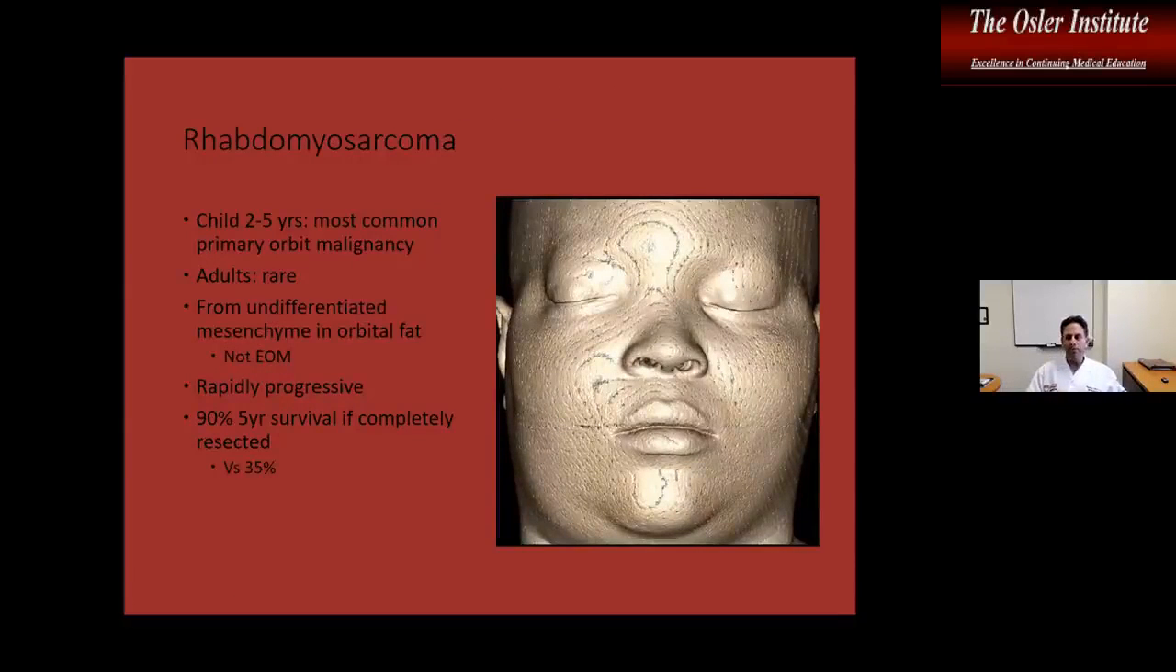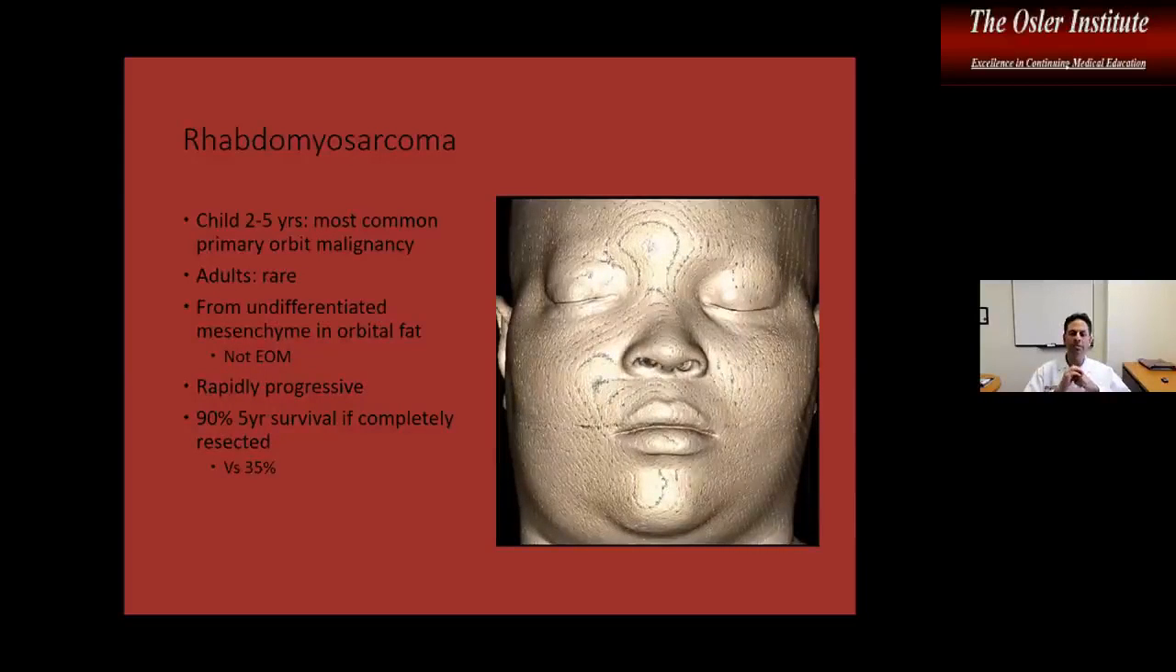So let's talk about some tumors. So rhabdomyosarcoma, it often happens in young children. It can also happen in older children, like 8 to 12 years old as well. It's rare in adults. So it's from undifferentiated mesenchyme in orbital fat. It's not from the differentiated extraocular muscles.